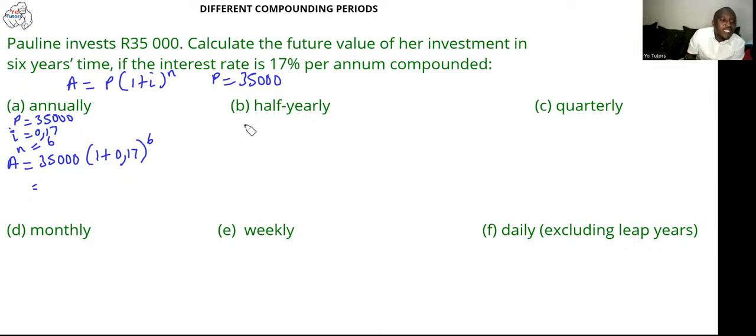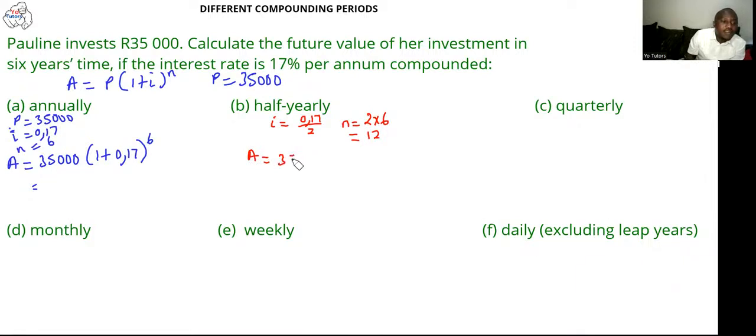Now, let's see here when you're dealing with half yearly, our I in this case is going to be, because remember it's 2 times a year, 0.17 over 2. What about our n? Our n is, remember, 2 times a year, so it's going to be 2 times 6, which gives us 12.